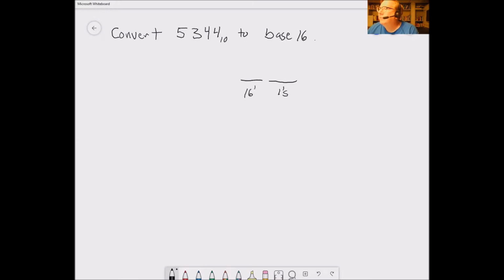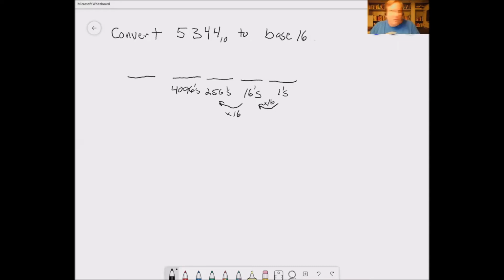So 1 times 16 is 16. Next bigger one, 16 times 16 is 256. So that's going to be that group size. Next one's going to be 256 times 16, which is 4,096s. Every time I'm multiplying by 16. What's the next one? 4,096 times 16. I don't know, but I have a calculator. I know I'm not going to need it, and I'll tell you why in a second.